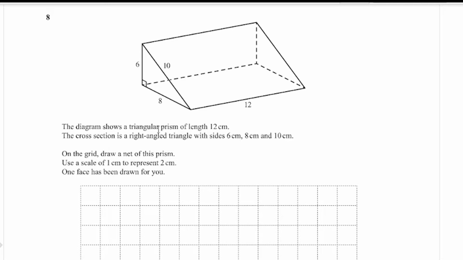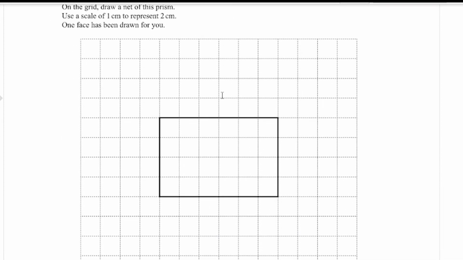So what we need to do, on the grid, is draw a net of this prism. Use a scale of 1 centimeter to represent 2 centimeter. One face has been drawn for you. This one of the faces, the rectangular face, has been given here.